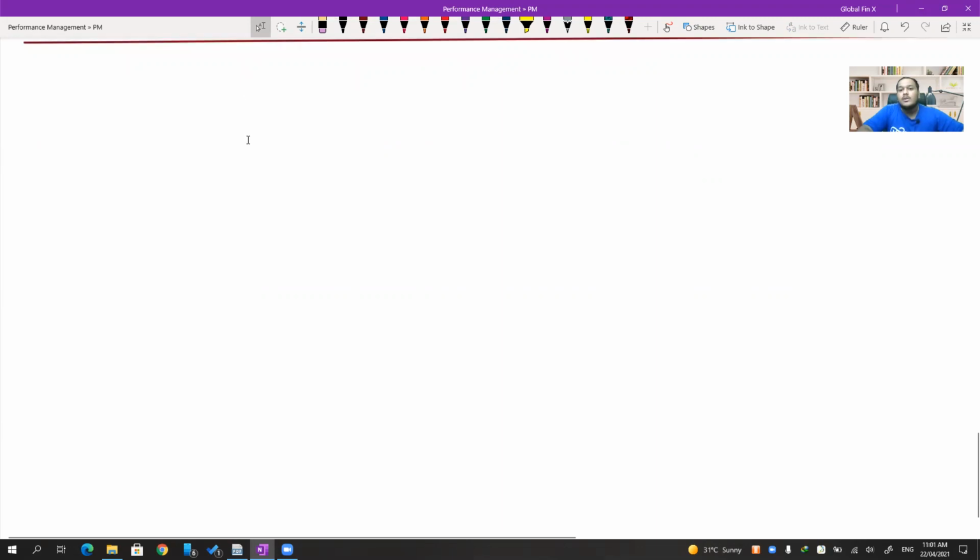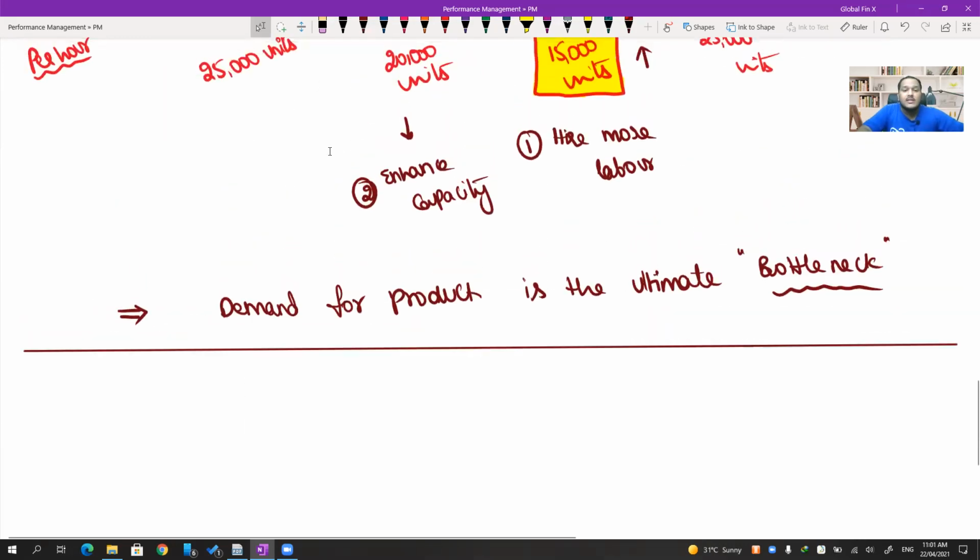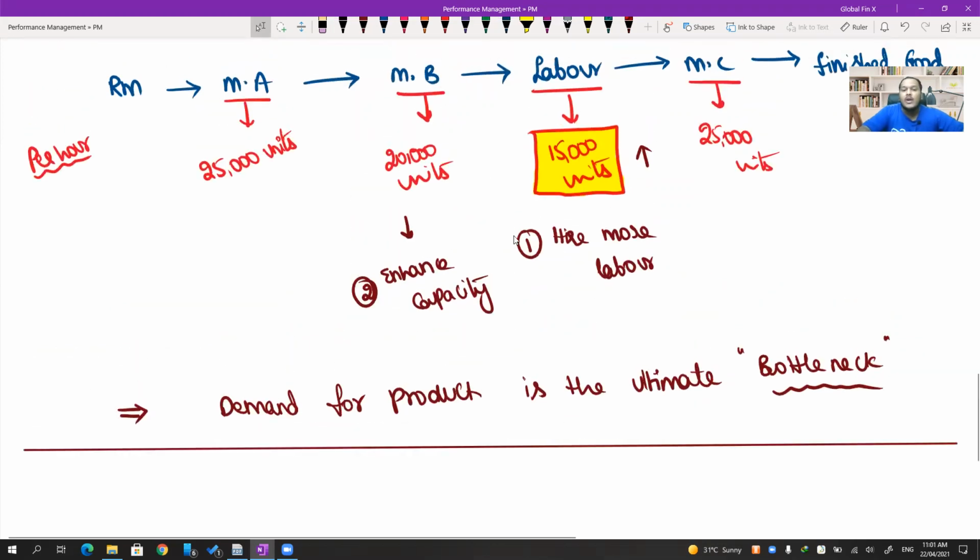But the problem, and something that you need to keep in mind, is that it's not always in the best interest of the company to enhance the capacities or eliminate the bottlenecks. Sometimes we need to ignore those bottlenecks and limit our capacities. Sir, why? Because it's not economical for the company to do that.